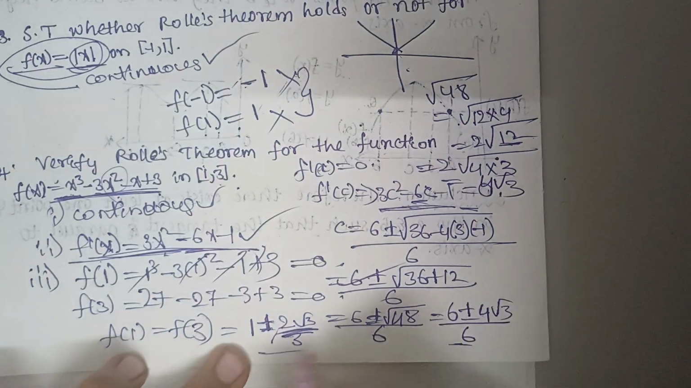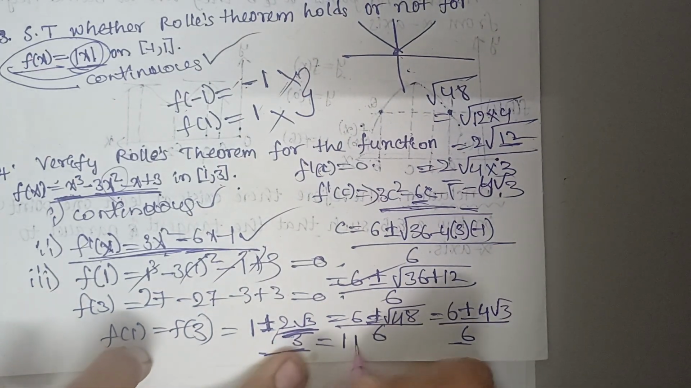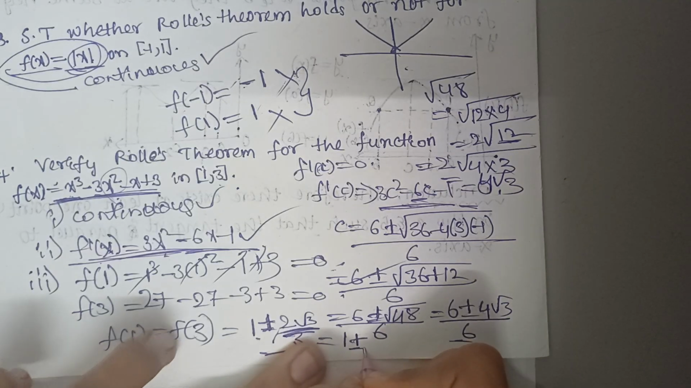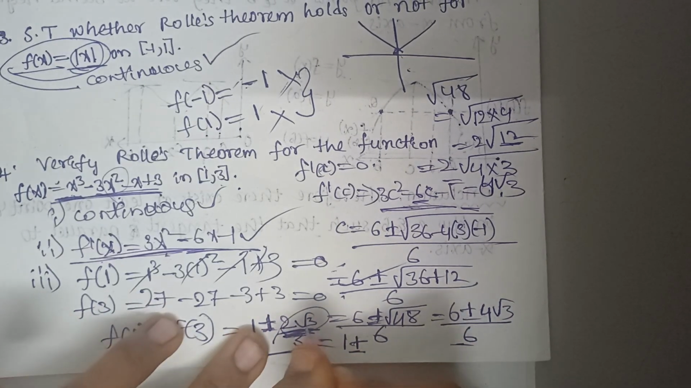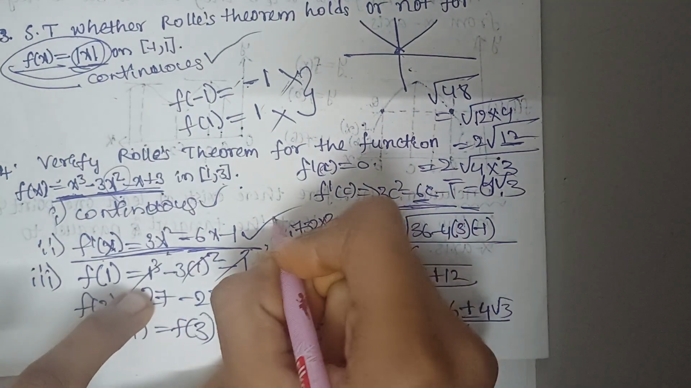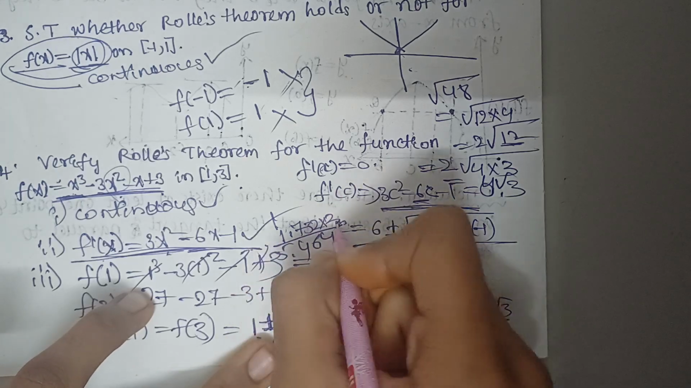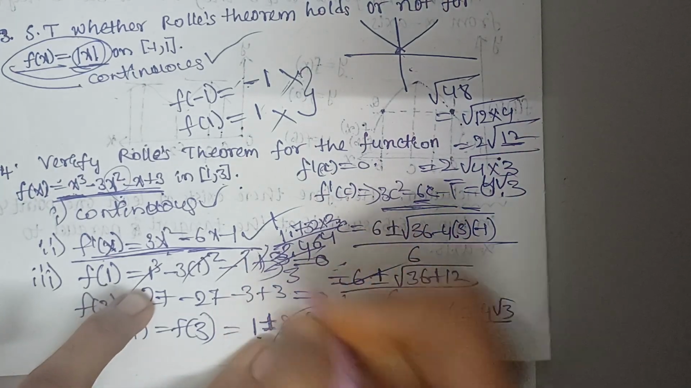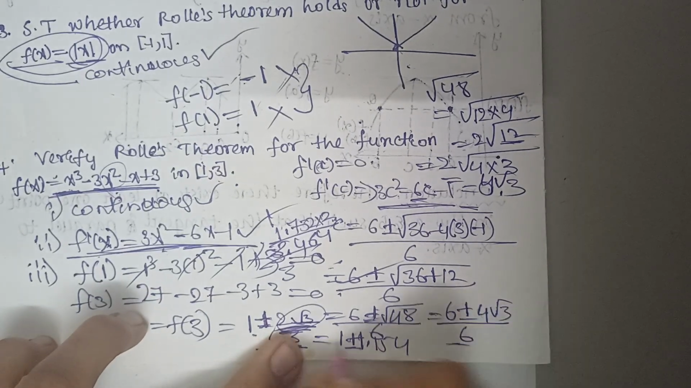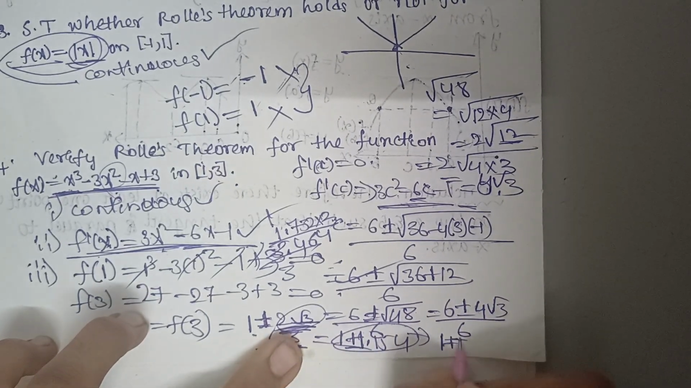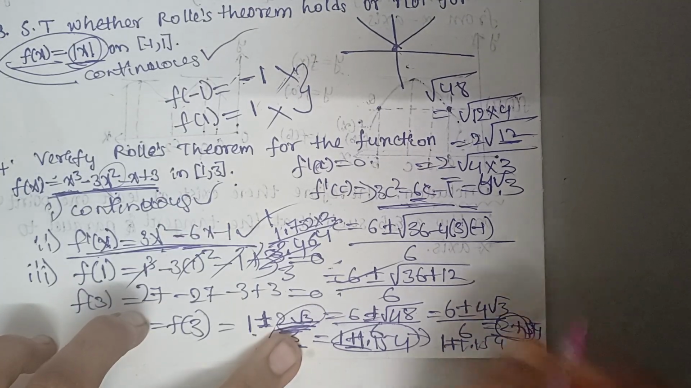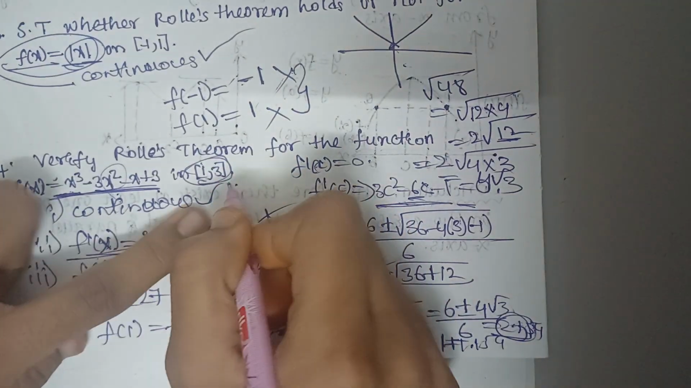So on solving this, f dash of c is equal to 1 plus or minus this value. We know that the value of root 3 is 1.732 into 2, which is 3.464 by 3, which will give you approximately 1.154. Now if you can see, that is 1 plus 1.154, which is nothing but 2.154, which is in the interval of 1 to 3, right?